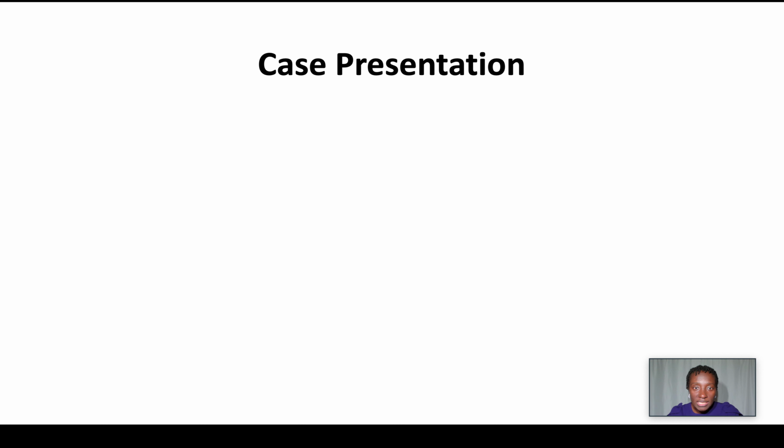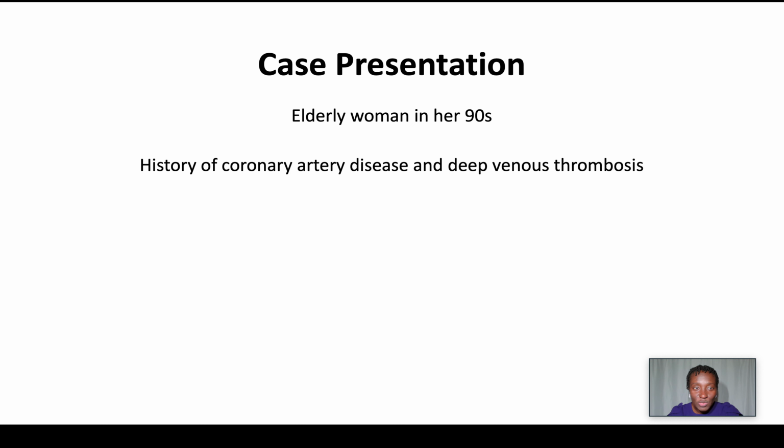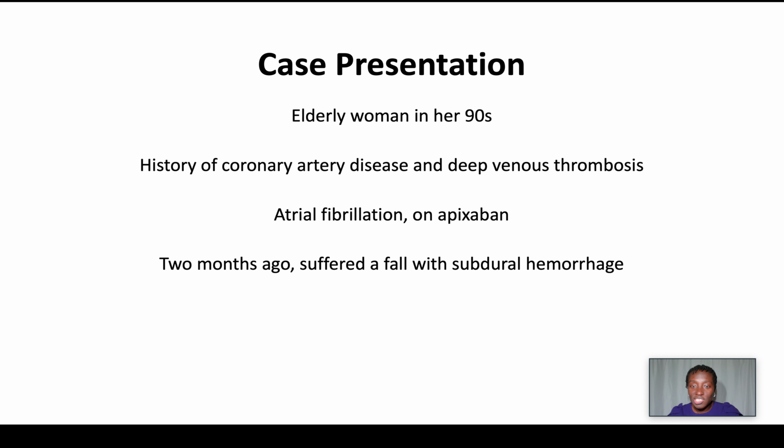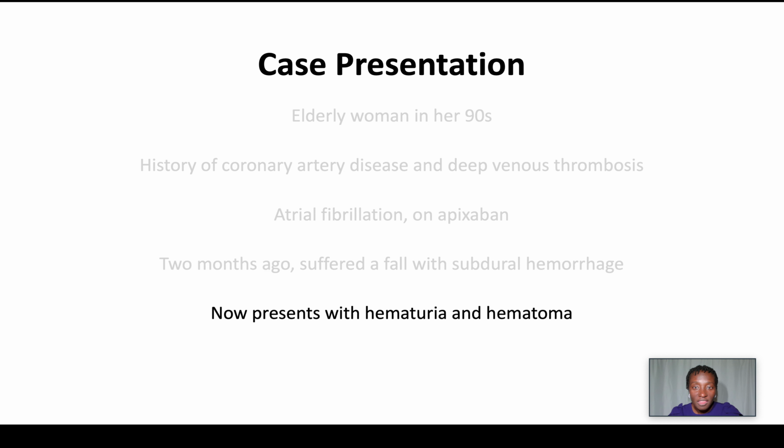So remember, the case is a case of an elderly woman in her 90s who has coronary artery disease and deep vein thrombosis. She has a history of atrial fibrillation and is on Apixaban. She has a prior fall with a subdural hemorrhage and today presents with hematuria and hematoma. The focus is on hematuria and hematoma.